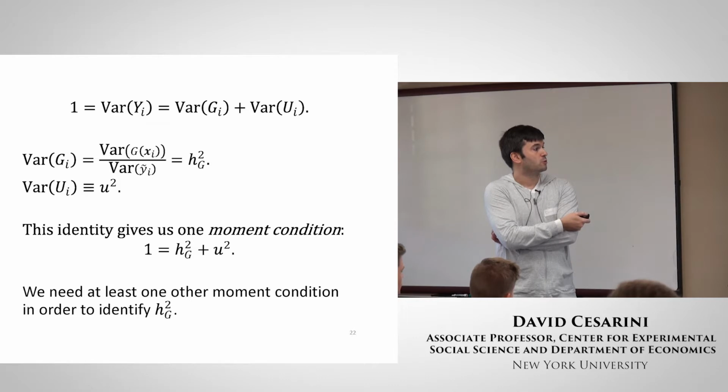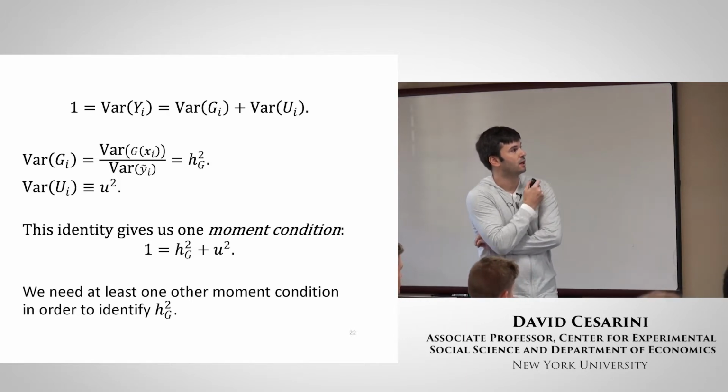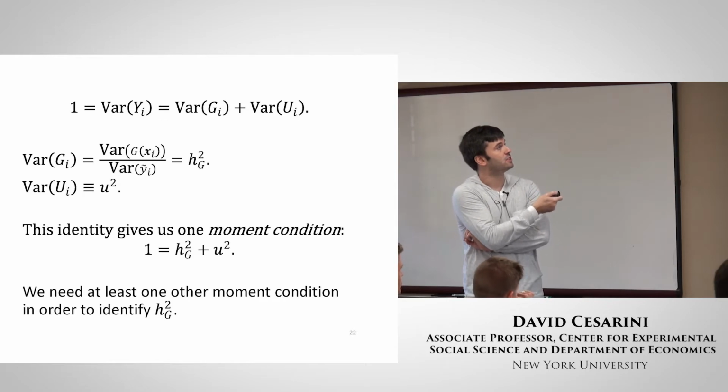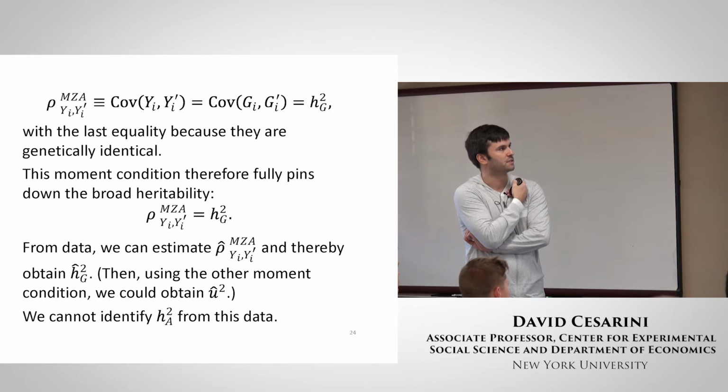So now suppose that they were randomly assigned to families. What does that mean? Well, it means that we can get rid of these two terms, and that brings us back, and that gives us the second moment condition. The correlation in the twins reared apart is going to be an estimator of broad sense heritability.